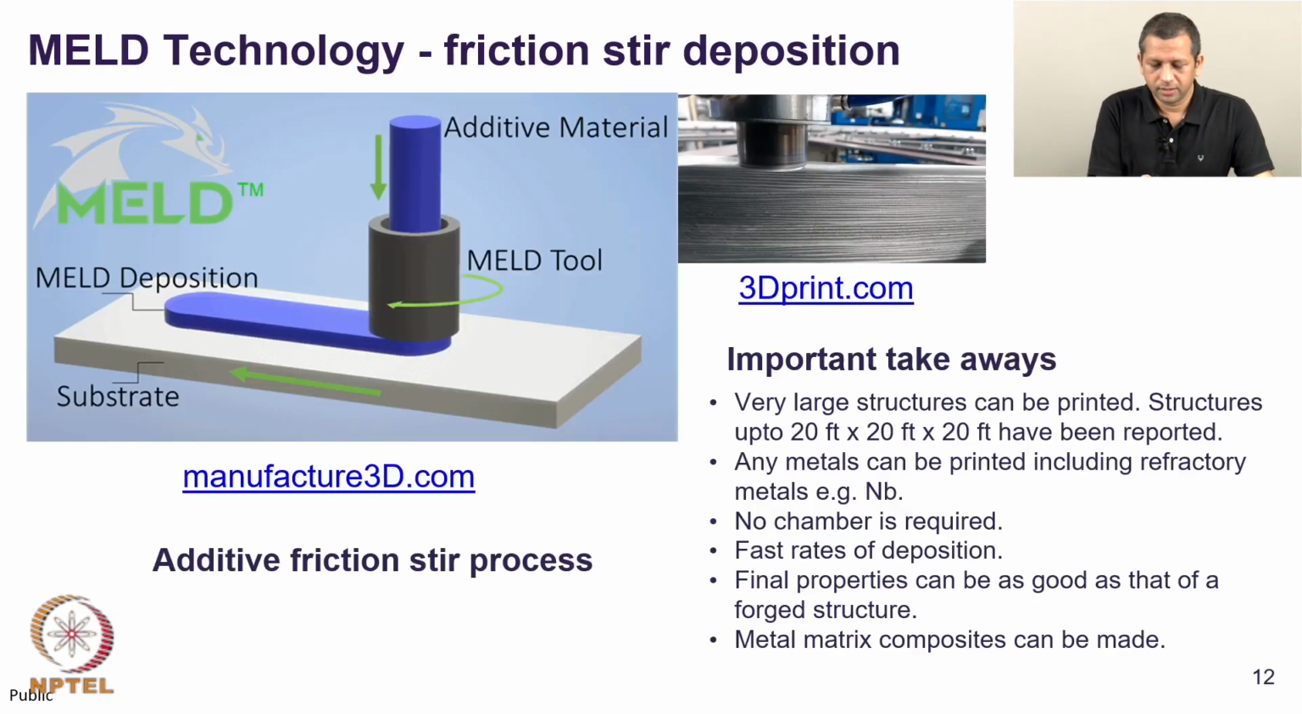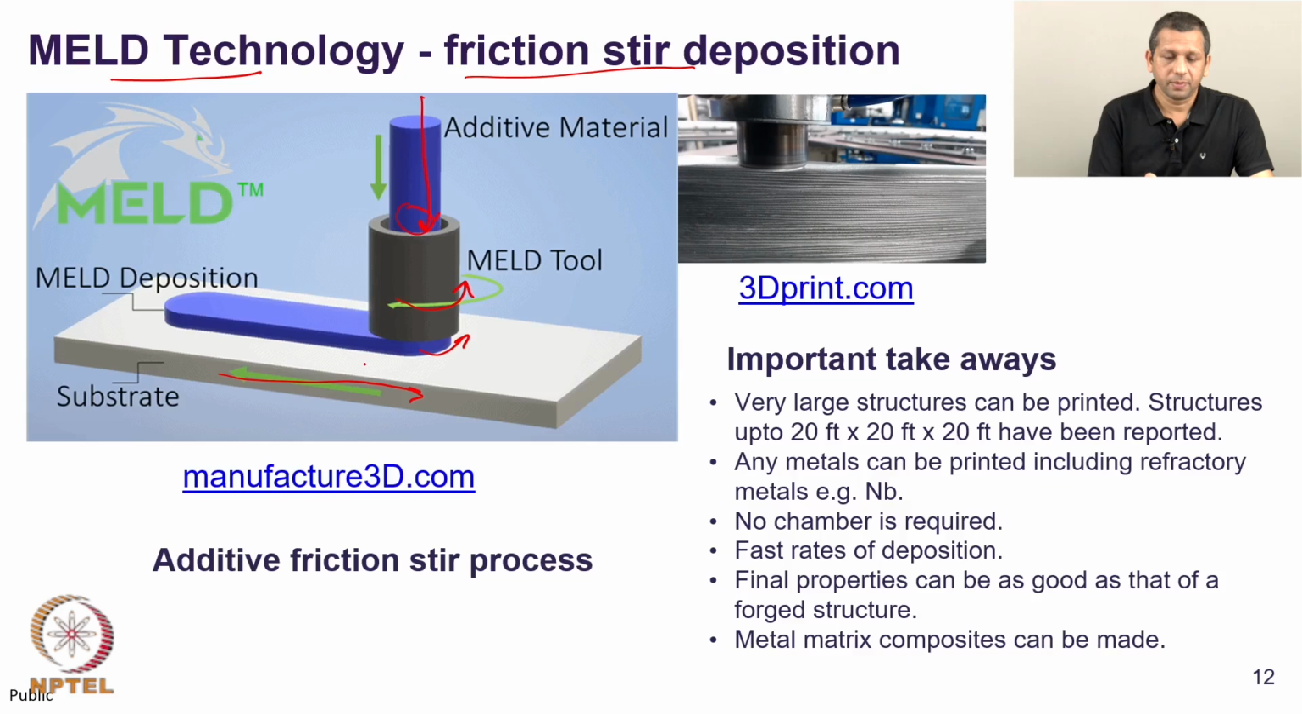Let us take a look at the friction stir deposition process, which is being used by Melt Technology for printing or additive manufacturing of large blanks. In this process, there is a melt tool which rotates on top of a substrate. The feedstock is fed through the rotating tool only. Because of the friction, a lot of heat is generated and the feedstock material goes through severe plastic deformation.